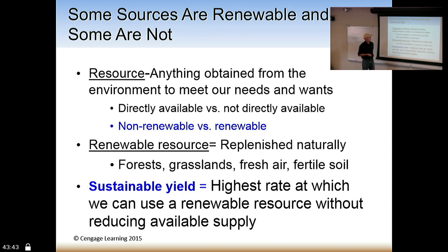Okay, real quick, resources. What are we talking about? Anything obtained from the environment to meet our needs and wants. This is what we call a natural resource. Our department here is called Agriculture and Natural Resource Management. And there's two kinds. They're either directly available or not directly available. And more importantly, they're renewable and non-renewable.